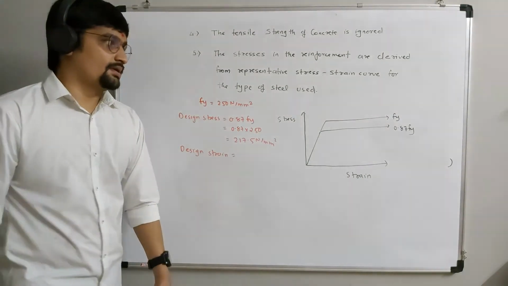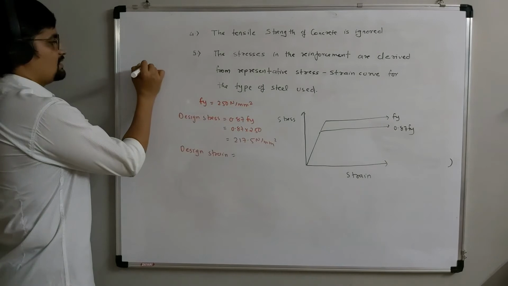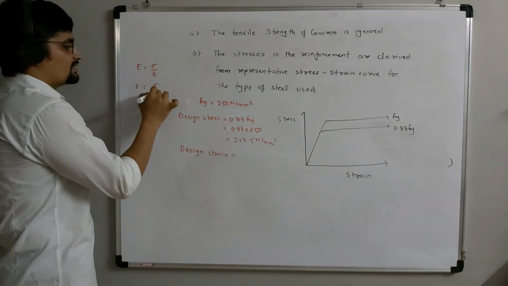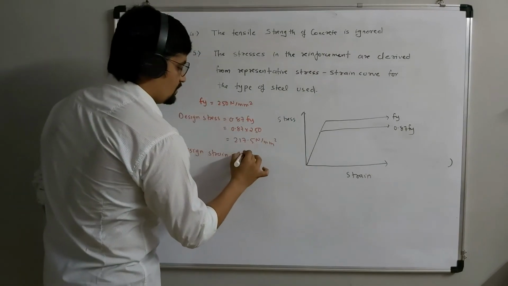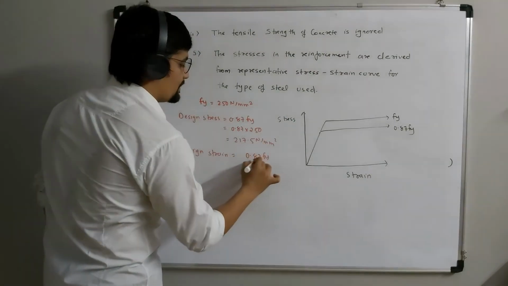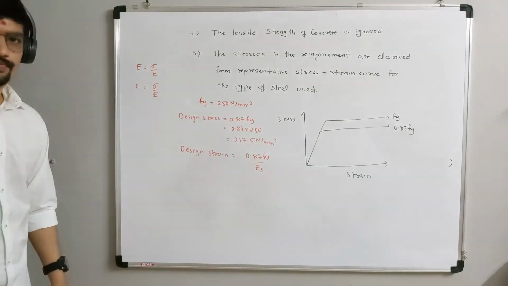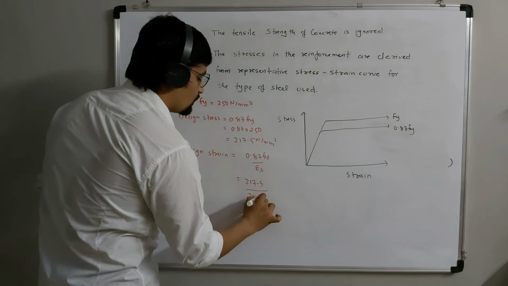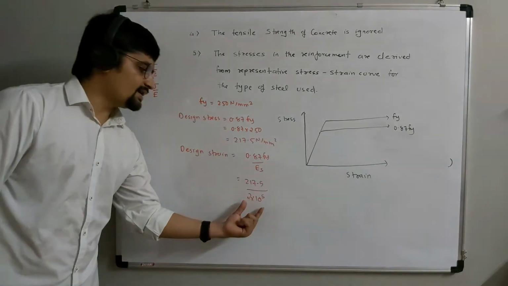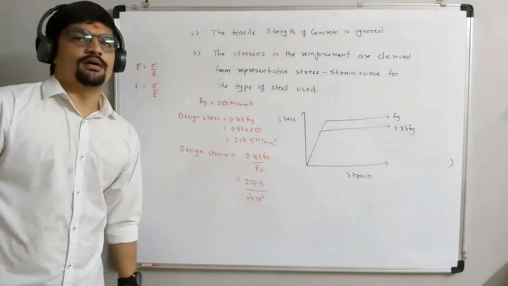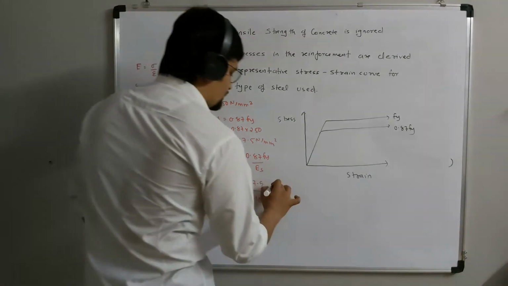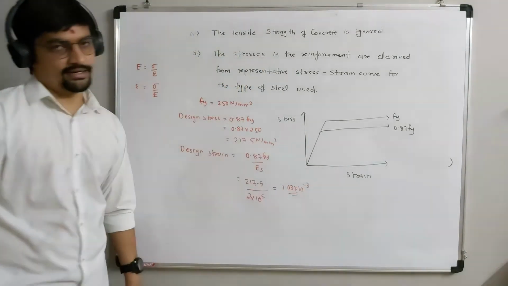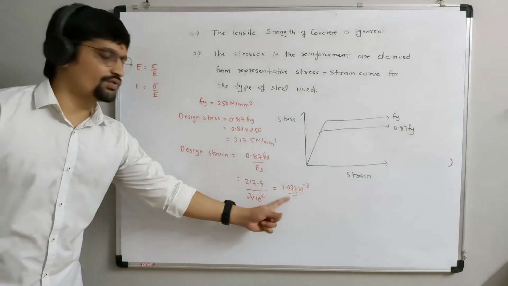Generally, we know the equation that modulus of elasticity is equal to stress upon strain. So we can write that strain is equal to stress upon elasticity. Okay. So here 0.87 Fy divided by Es. This we can write. So the design strain will be 217.5 divided by 2 into 10 raised to 5, which is the elastic modulus of steel. Okay, so we will get the value of 1.03 into 10 raised to minus 3, something like this value we will get. Okay, so this is the design strain value.